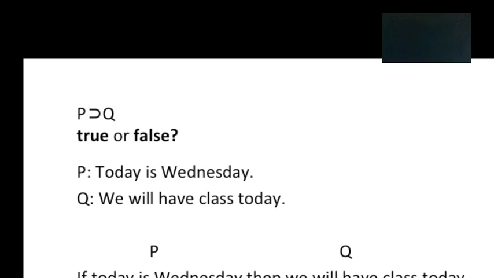I didn't say we wouldn't have class any other time. I just said that if it's Wednesday, we will have class. So as long as I haven't told you what would happen on a non-Wednesday, it's fine if we have class on a non-Wednesday. So my statement as a whole is still considered true. And that means that third line looks like this. If P is false and Q is true, then P implies Q is still considered true.